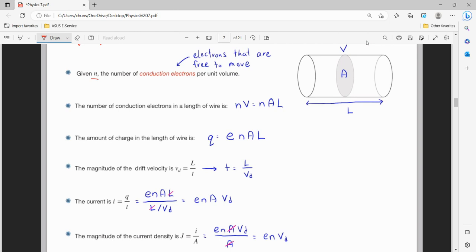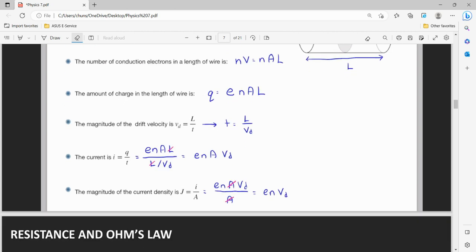And the number of conduction electrons in a length of wire is n times V, which equals nAL. And the amount of charge in a length of wire is thus Q is equal to our elementary charge times the number of electrons we have, times area times length. This is just our volume, represents our volume of our wire in this case. The magnitude of drift velocity is equal to our length over time, right?